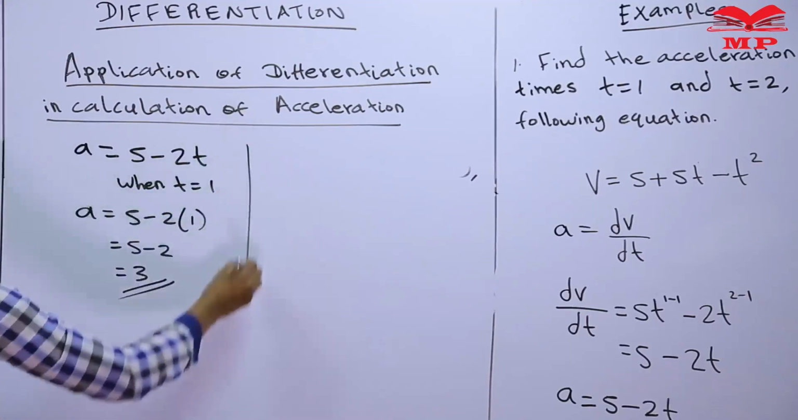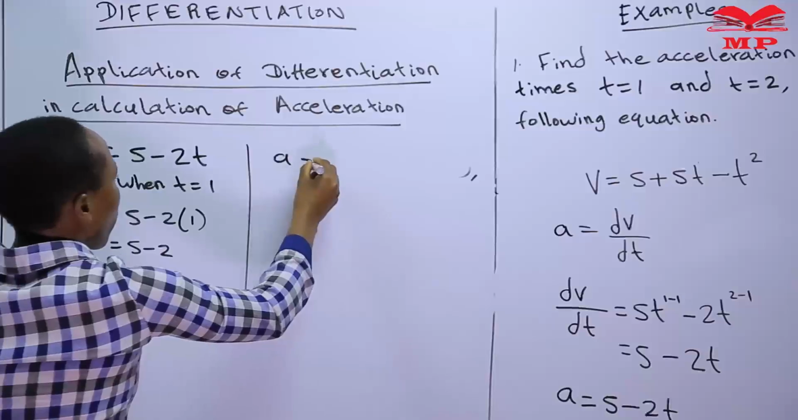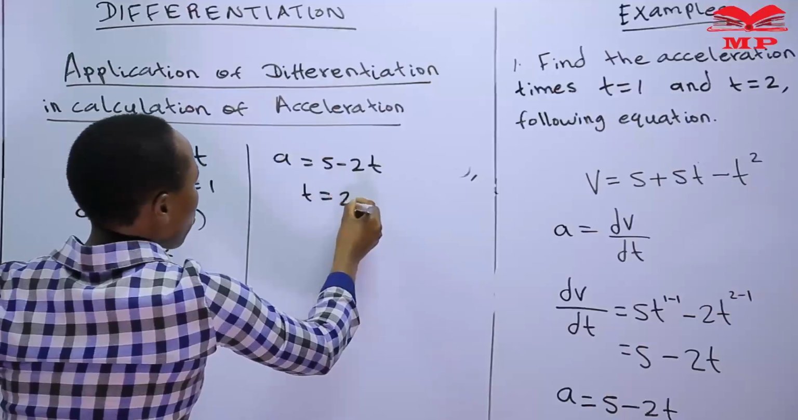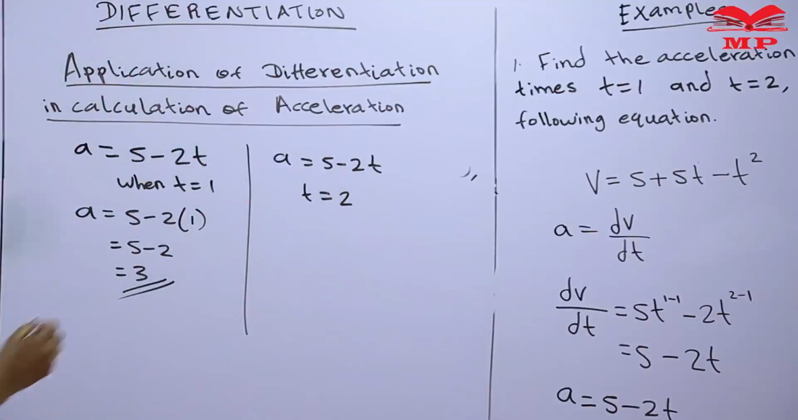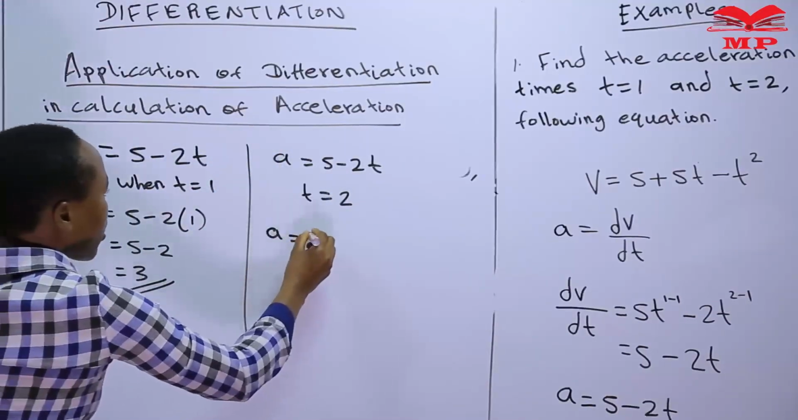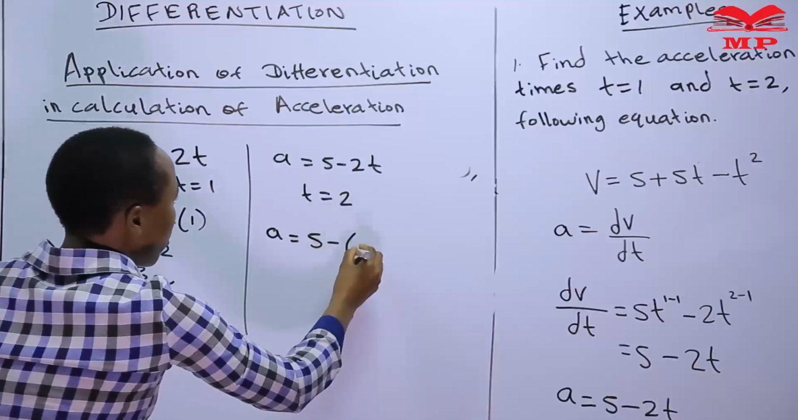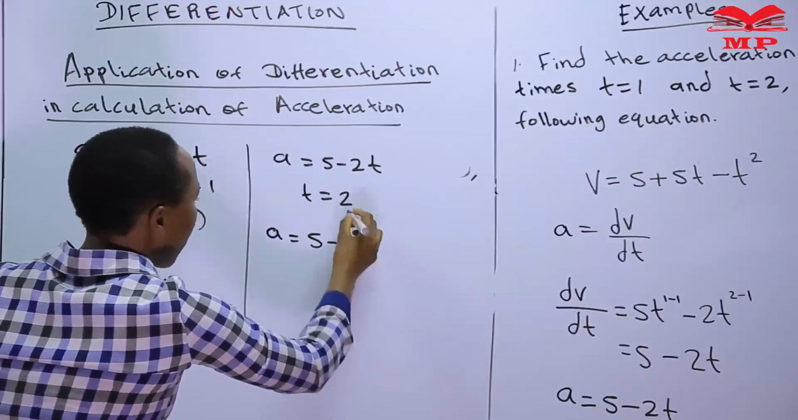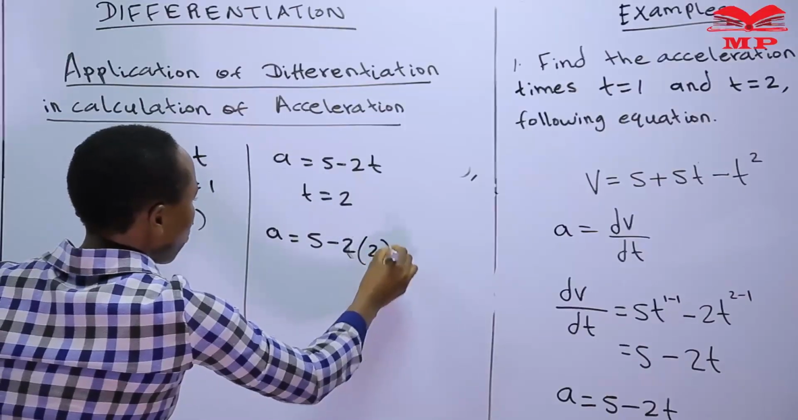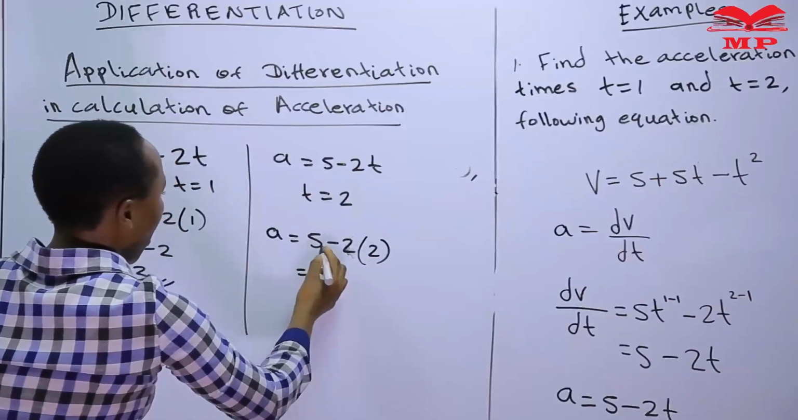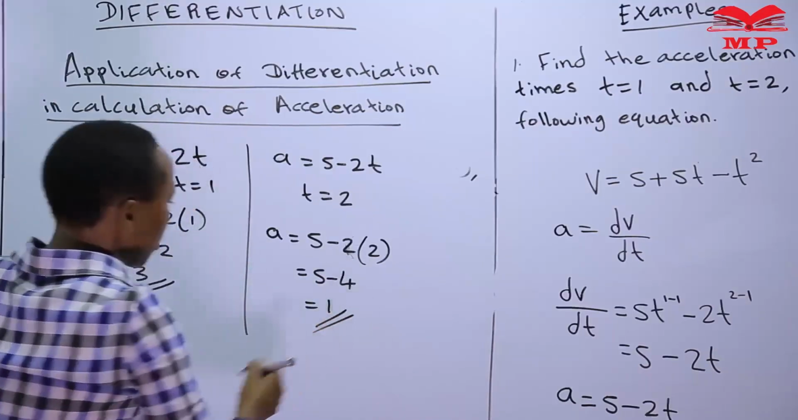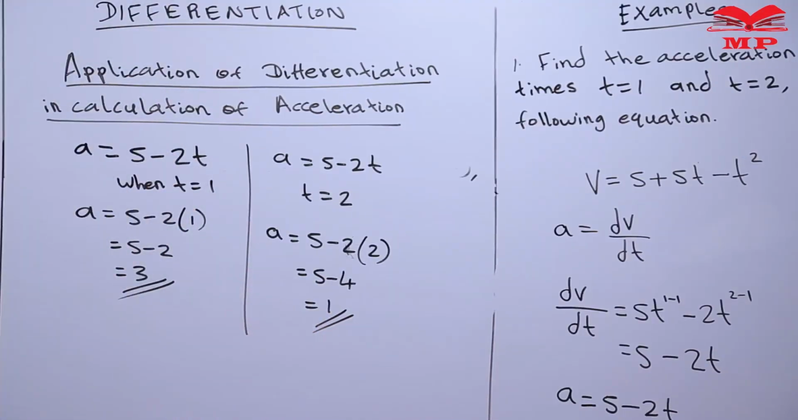And again, we have the equation 5 minus 2t, when t is 2. We have our acceleration as 5 minus 2 multiplied by t, and our t is 2. So we end up getting our acceleration as 5 minus 4, that is 1. So the acceleration is equal to 1.